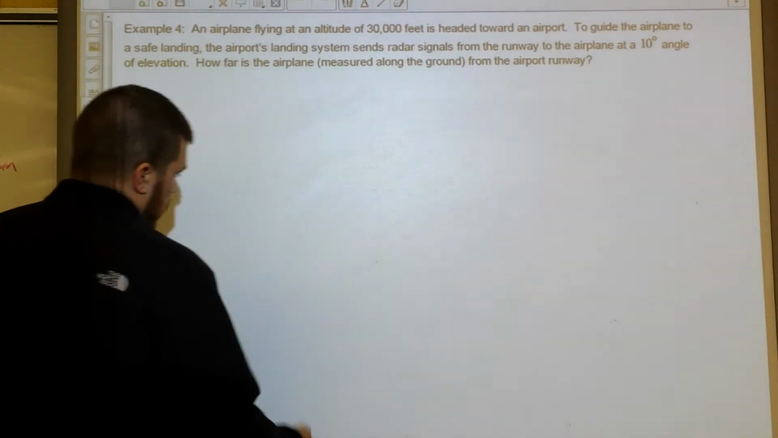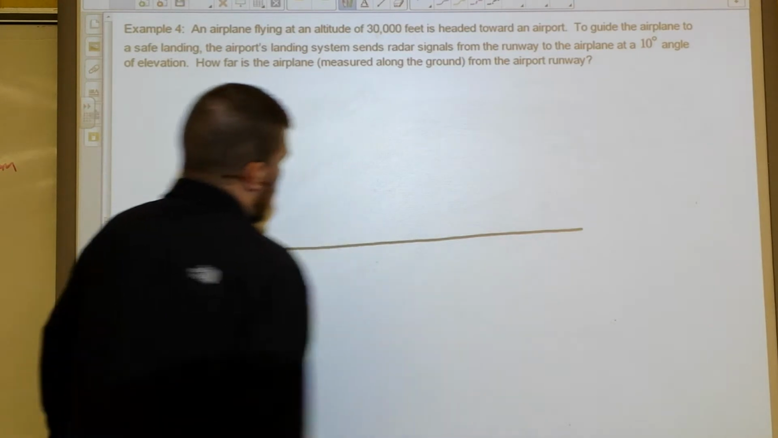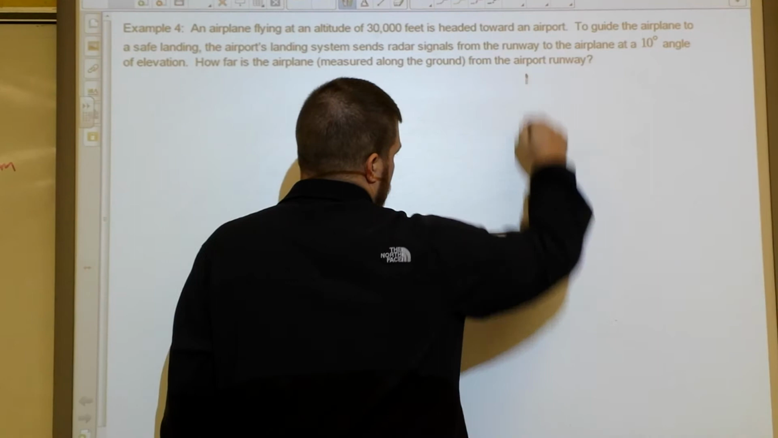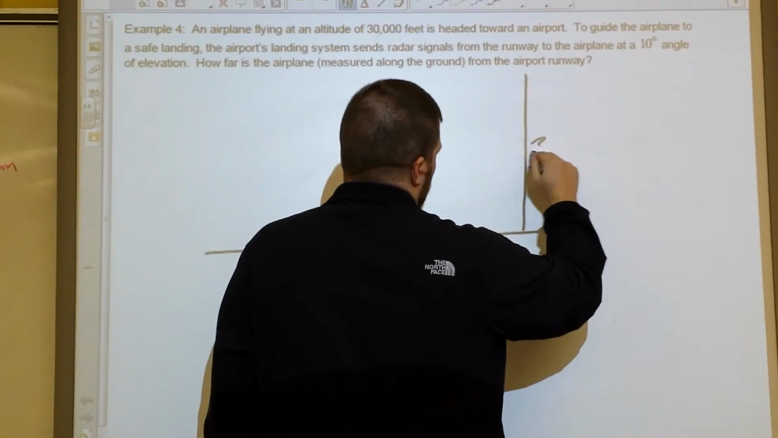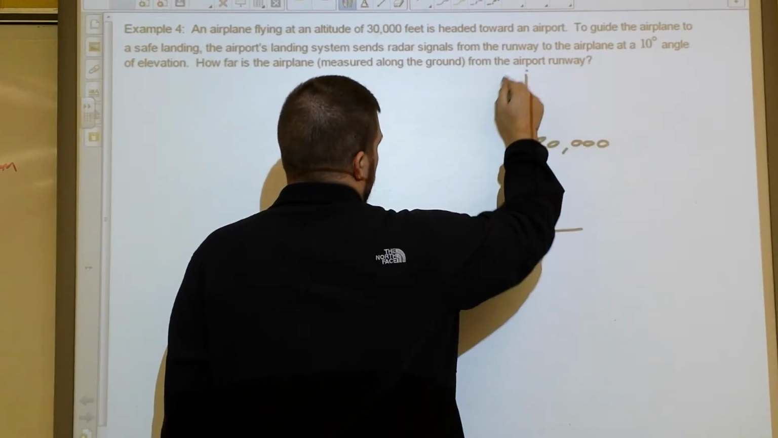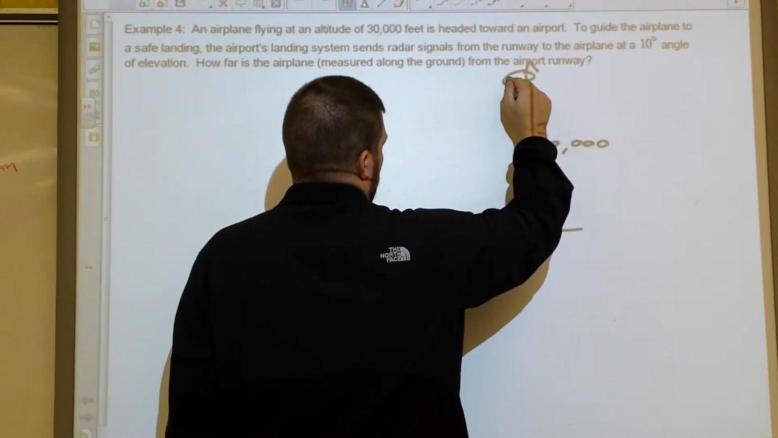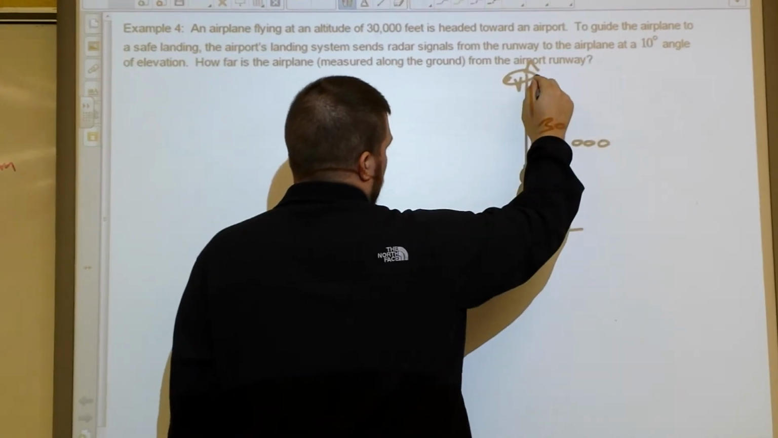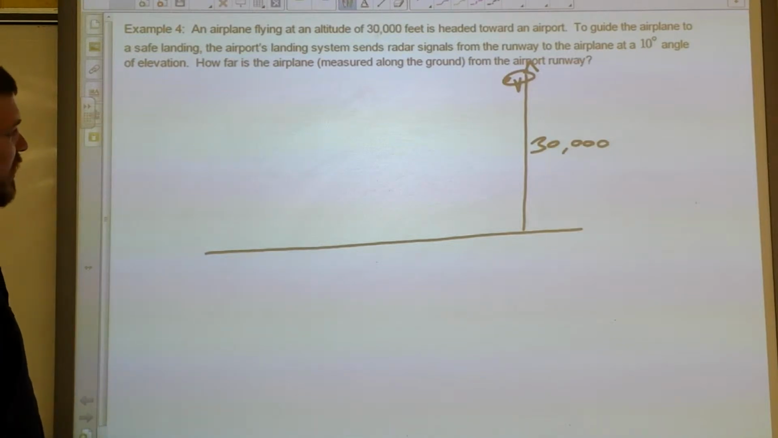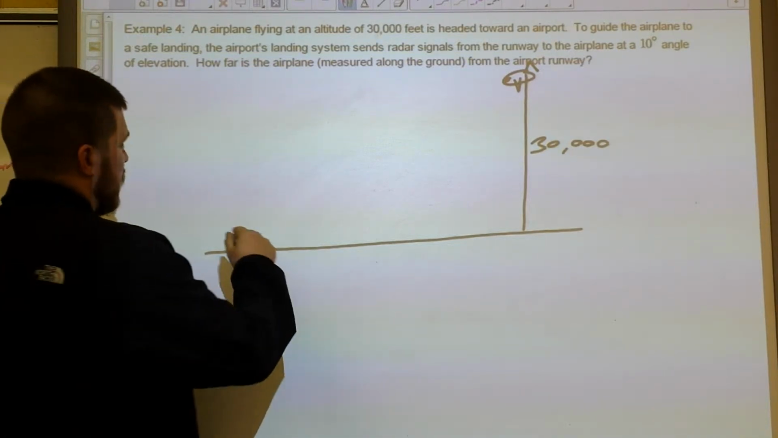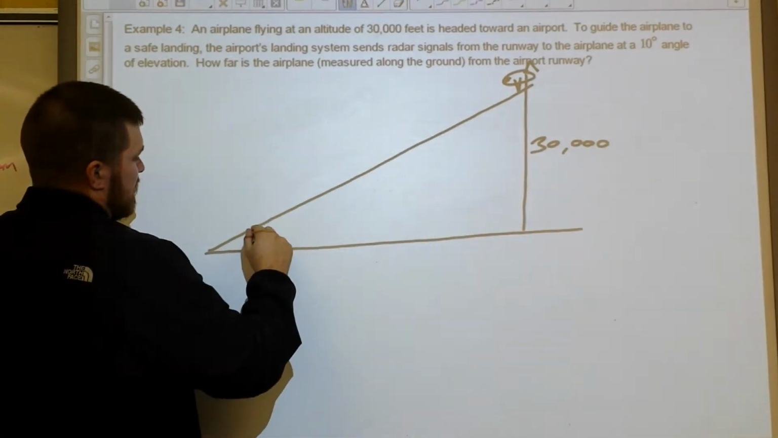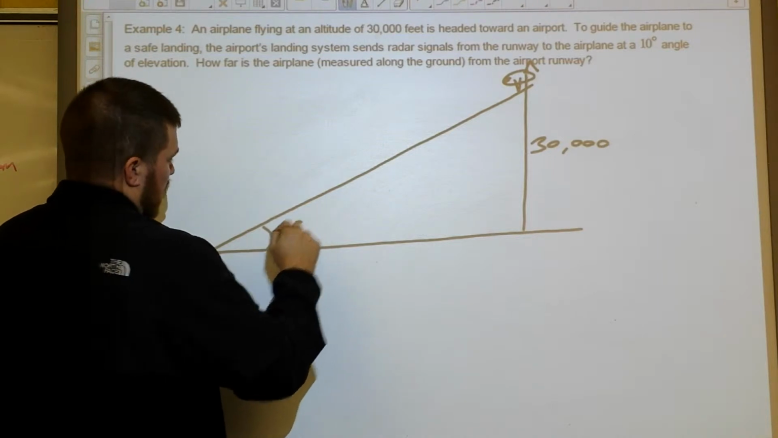All right, so let's first start by drawing the ground. The airplane is flying at an altitude of 30,000 feet. Altitude is always up and down, so that's 30,000. And up here is our airplane. Mine kind of looks like a shark, but whatever, I'm not an artist. My airplane is flying toward the airport, the landing strip, and it's descending at a 10-degree angle of elevation.